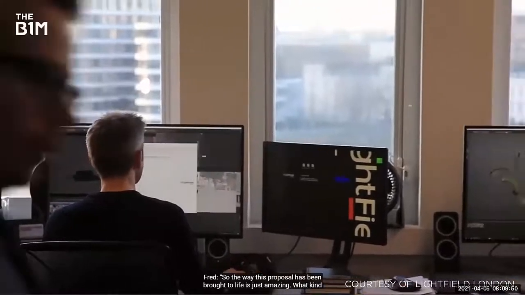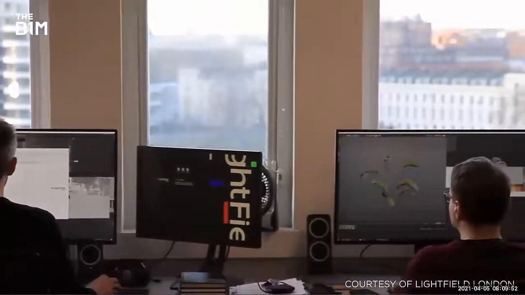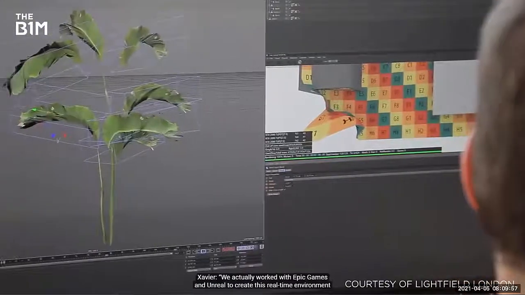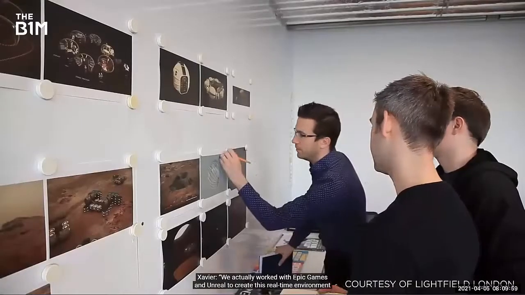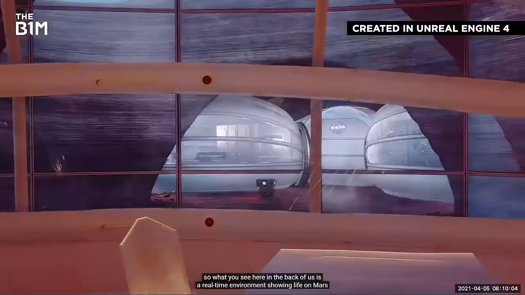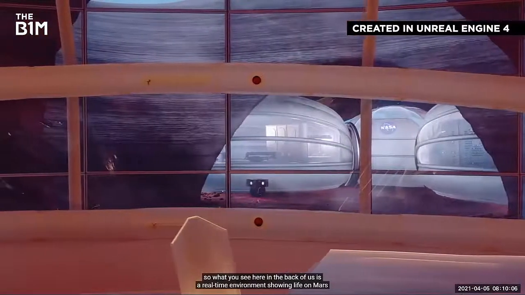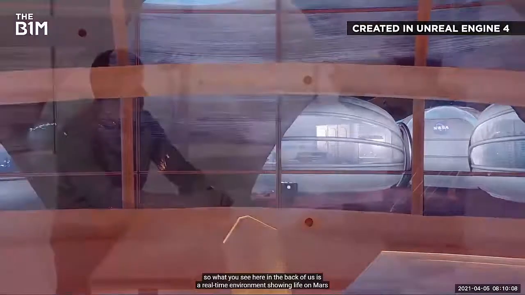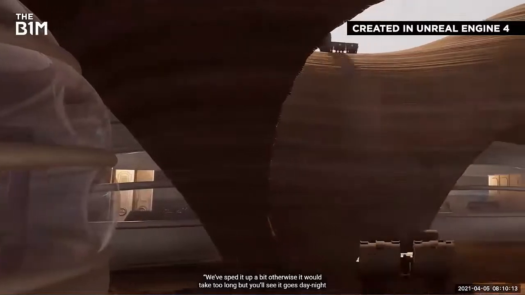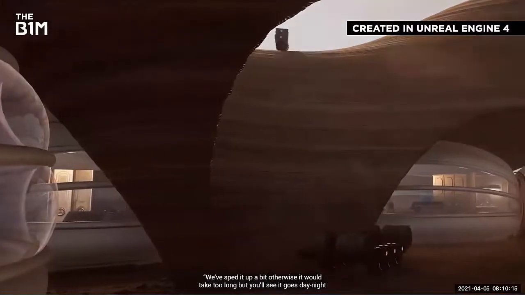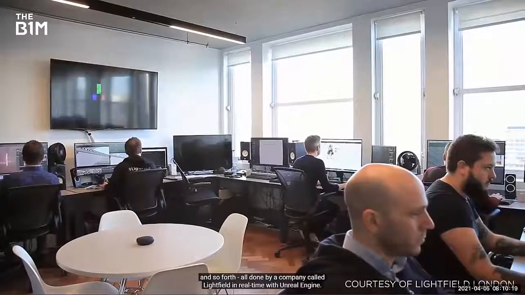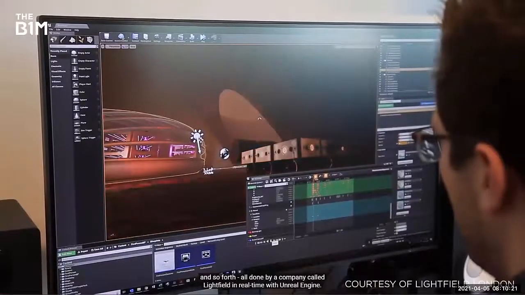So I mean, the way this proposal's been brought to life is just amazing. What kind of software did you use for animations and graphics and things? What we've done, we actually worked with Epic Games and Unreal to create this real-time environment. So what you see here in the back of us is a real-time environment showing life on Mars through a whole 24 hours. We've speeded it up a little bit because it would take too long, but you'll see it goes day and night and so forth. All done by a company called Lightfield in real time with Unreal Engine.